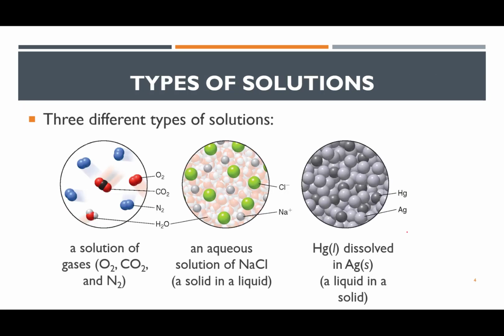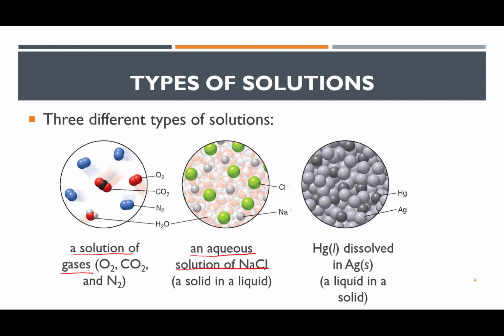Next, we're going to talk about different types of solutions. We studied three different types of solutions in this chapter. One is the solution of gases. It's like the air that we breathe in. It consists of oxygen gas, carbon dioxide gas, nitrogen gas, gaseous water. These are all solutions of gases, and it's a homogeneous mixture because everything forms a uniform phase.